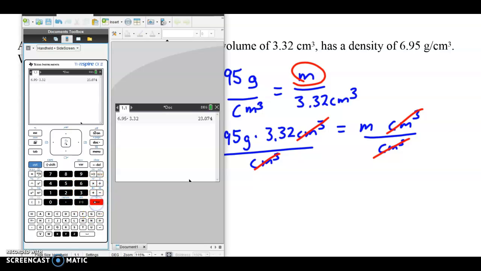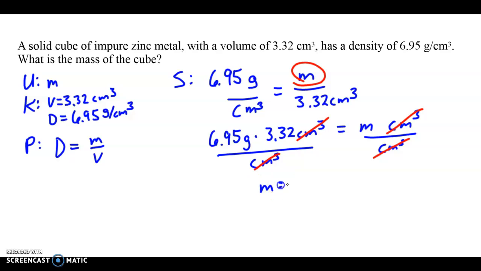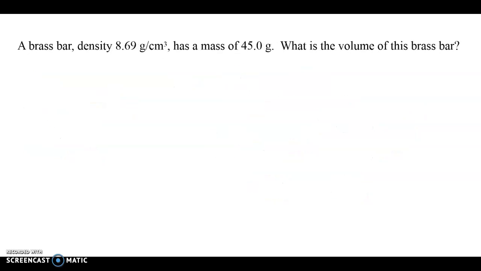All right, and when we do that, we get, looks like 23.074. And I'll round to three significant figures, because those each had three significant figures as well. And that's probably a good place for you to go. It's about three significant figures most of the time. And if you know the specific significant figures rules, then you can be a little more particular than that. But for right now, we will not. Okay.